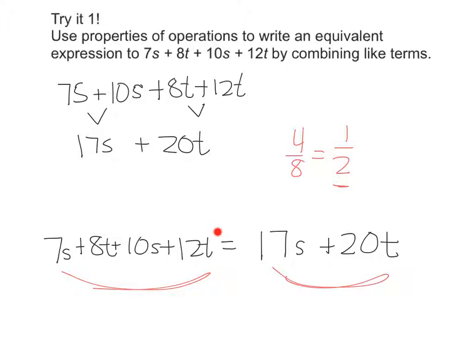This equal sign means that they are the same. This is a balancing symbol, showing this side is the same as this side. Hopefully that kind of helped clarify what we're doing here.